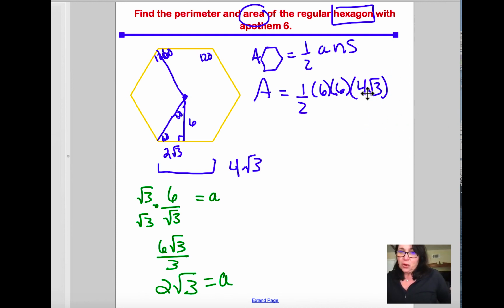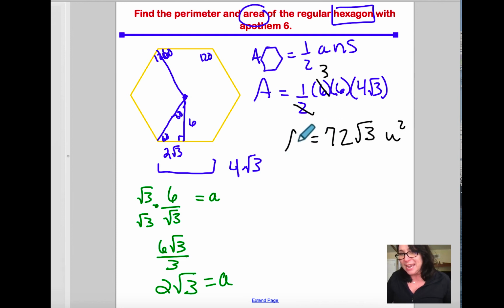Okay, so then what do we do with this now? So I've got to multiply it out. So let's see. We're going to go half of 6 is 3. 3 times 6 is 18. 18 times 4 is 72. So we have 72√3 units squared. And this is the area of my hexagon.